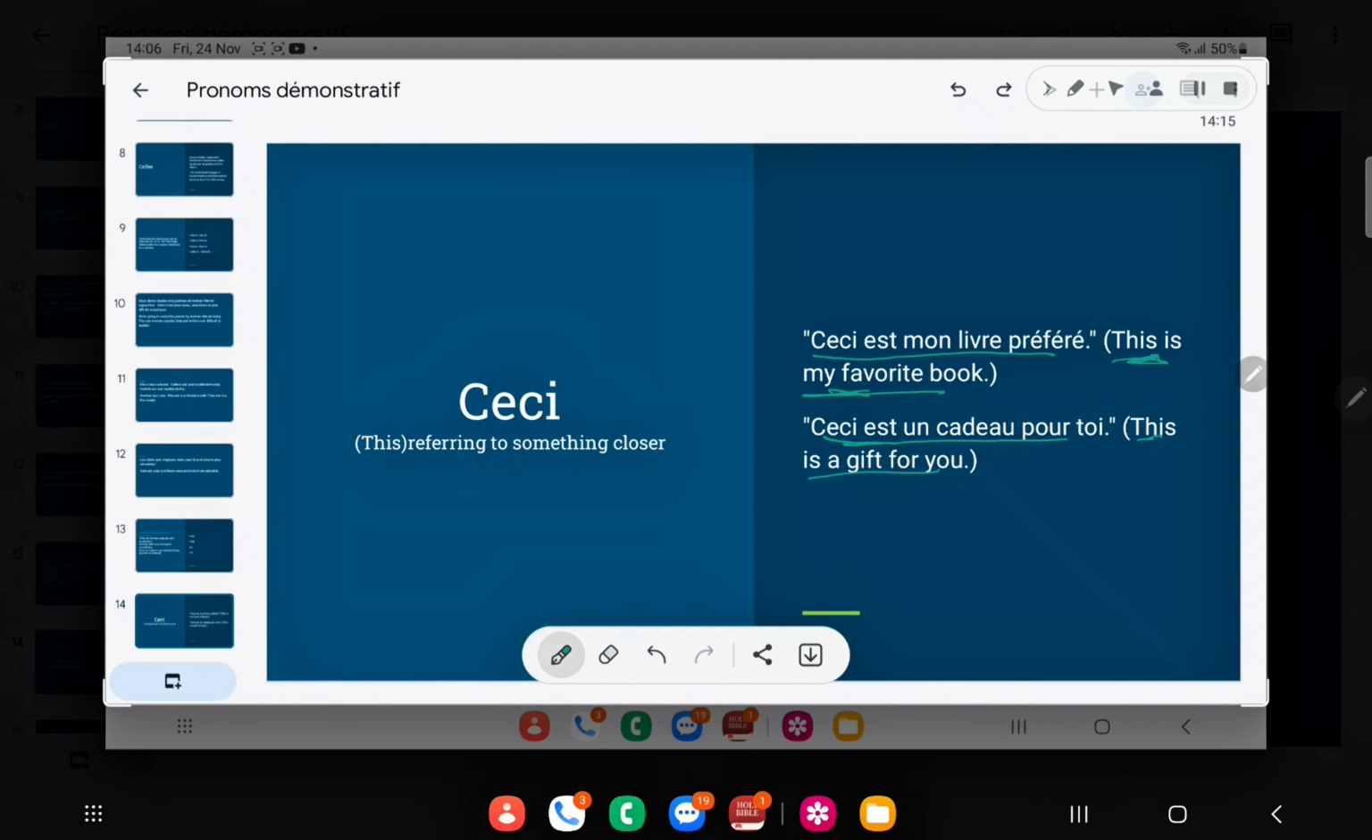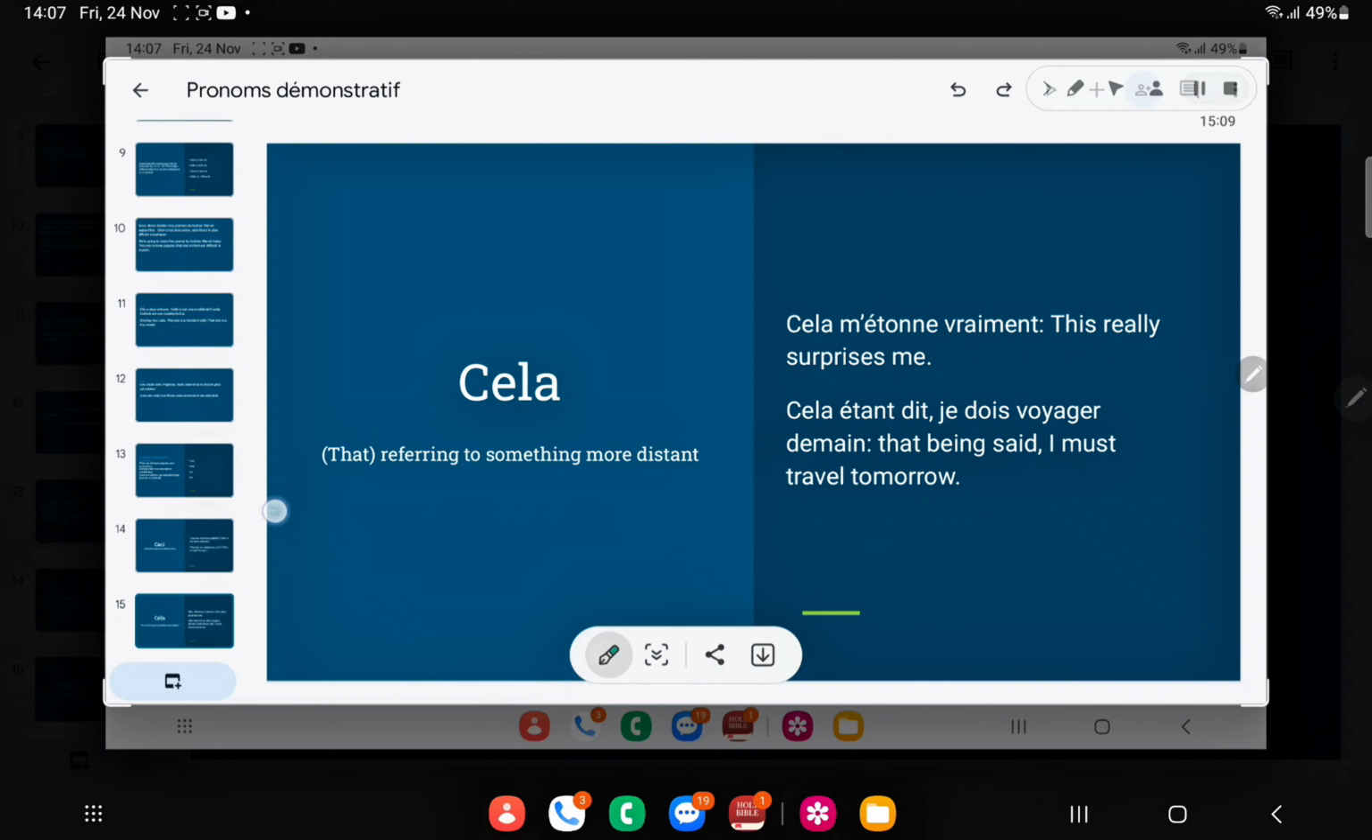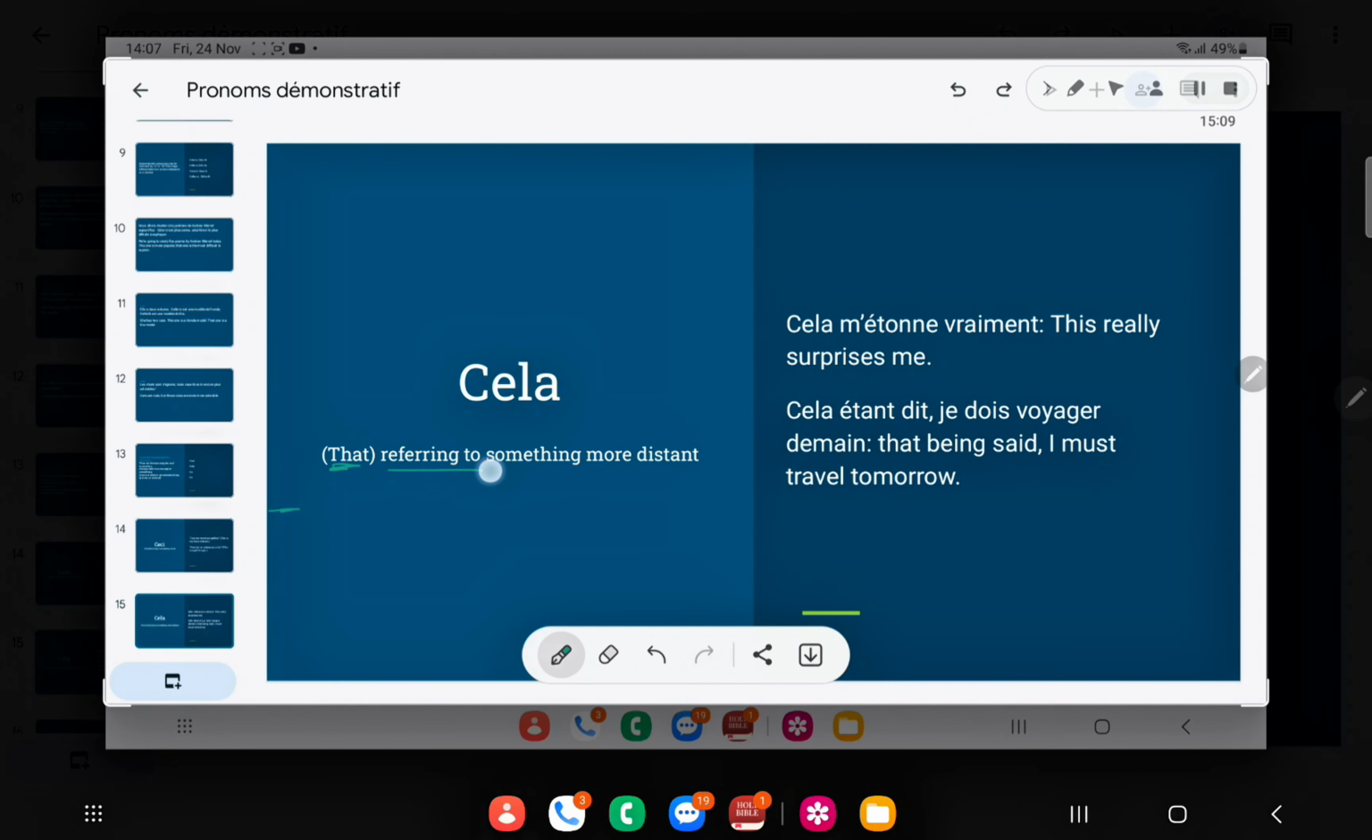So ceci, always remember ceci means here. Cela means that. Cela, that, referring to something more distant. So, cela m'étonne vraiment. That really surprises me. That. Second example, cela étant dit, je dois voyager demain. That being said, I must travel tomorrow. Alright, cela, that.